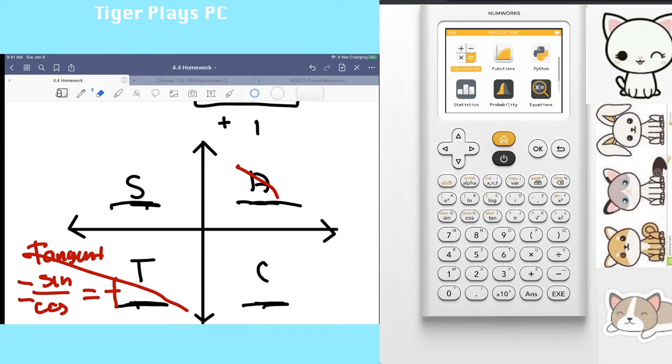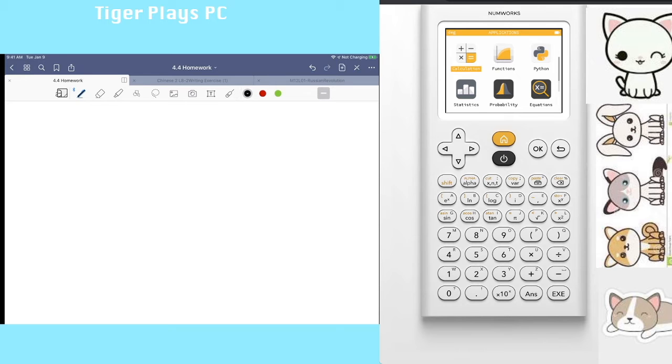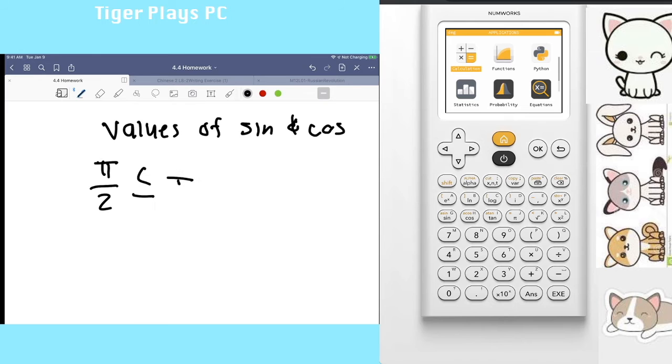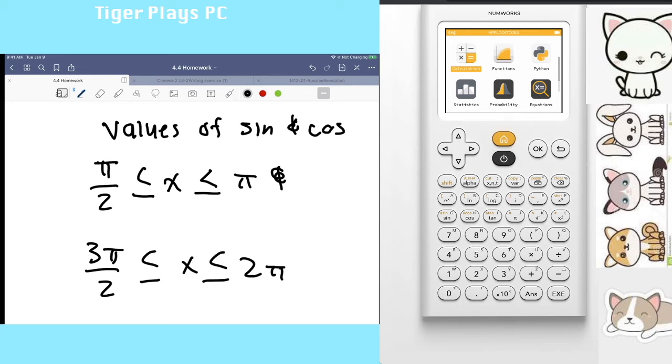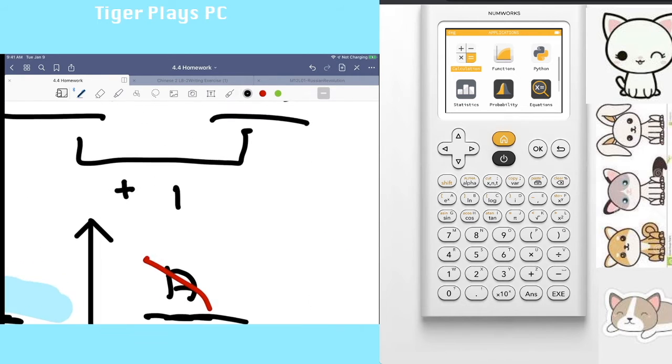So we have two left: the second quadrant right here and the fourth quadrant right here. So these two we need to use. Let's set the domain restriction now. We must find the values of x for sine and cosine between pi over 2 and pi, and 3 pi over 2 and 2 pi.